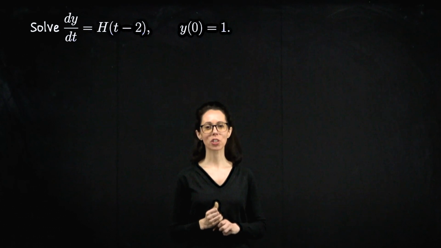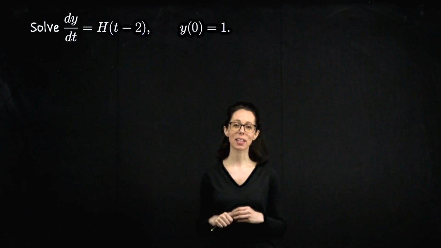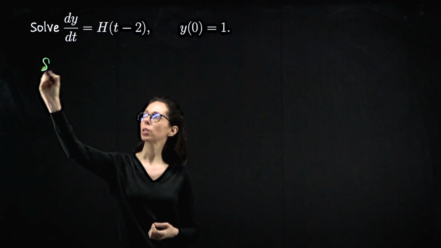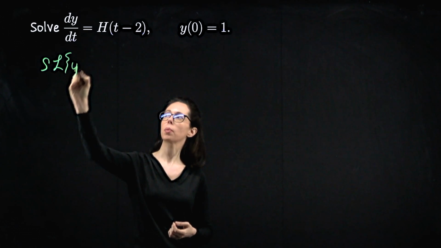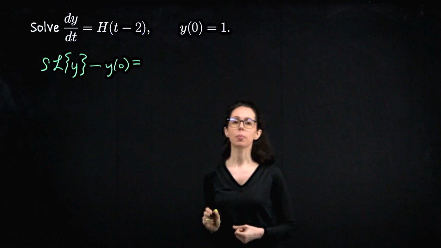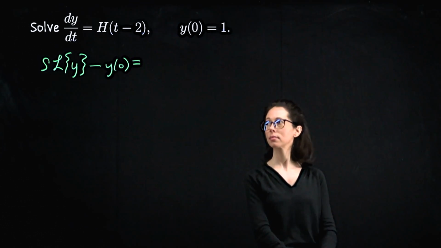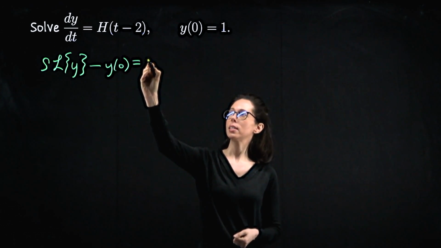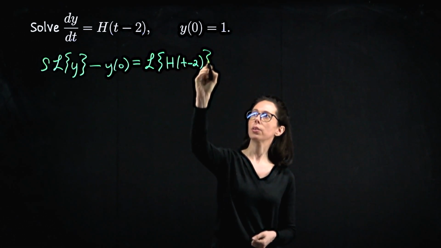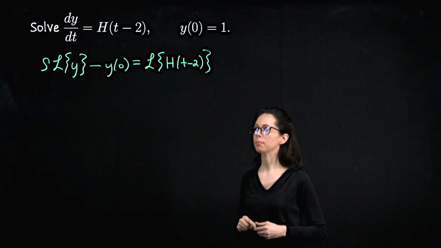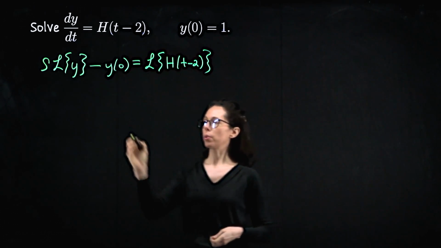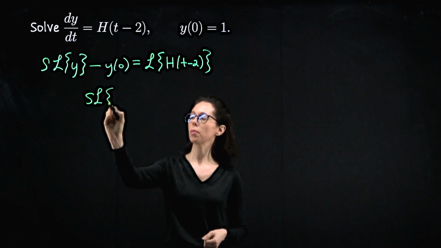All right, let's take the Laplace transform of both sides. For the left-hand side, because that's the Laplace transform of a derivative, I will go ahead and apply the relevant identity. It's going to be s times the Laplace transform of our solution y minus y at 0, which we know to be 1. On the right-hand side, we need to take the Laplace transform of the Heaviside function h of t minus 2. Okay, y is unknown, so we have s times the Laplace transform of y.